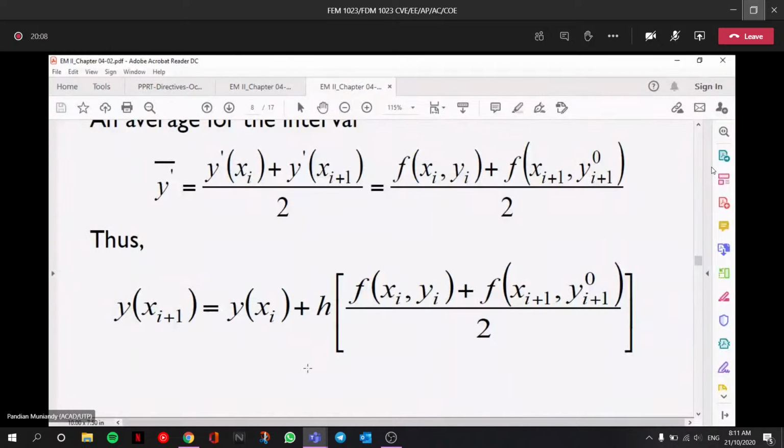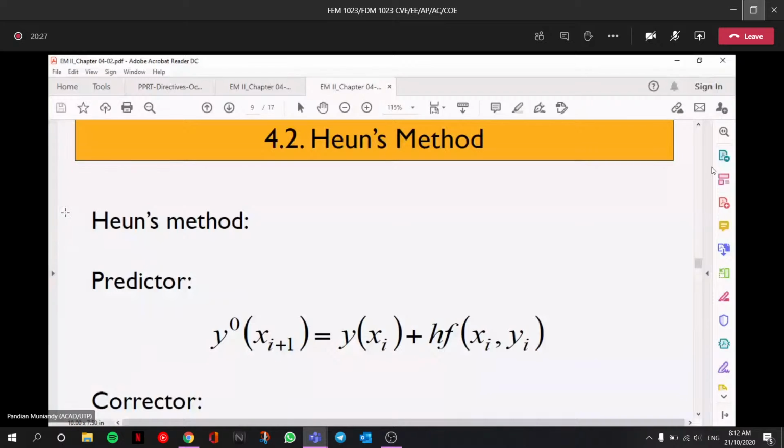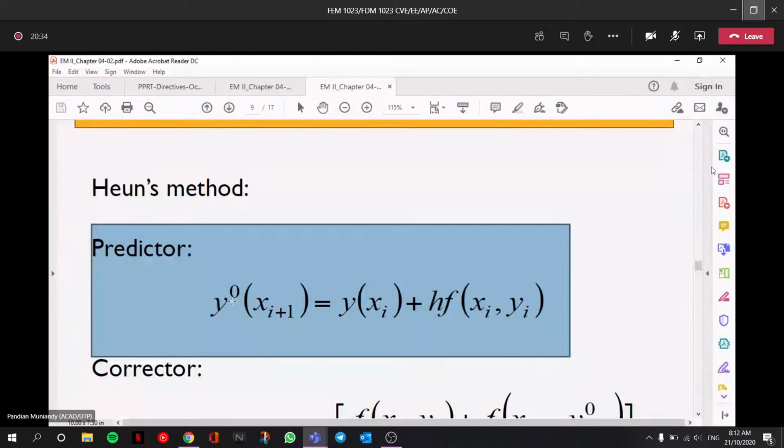Yoon's method is better, or superior, to Euler's method. But this is yet to be proved, because you have to practice by yourself and you can find your own conclusions or findings. Okay, now this is the simplified version. What is Yoon's method? You have a predictor. This is y superscript naught x_{i+1} equals y(x_i) plus h f(x_i, y_i).